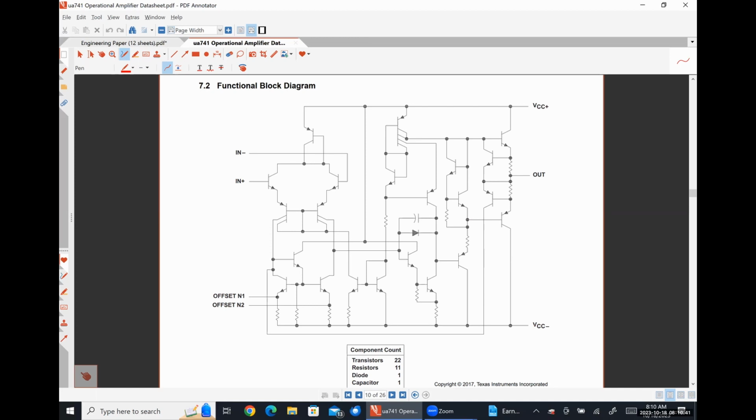One other thing that I want to point out: how many terminals does this device have? I count 7. In minus, in plus, offset N1, offset N2, VCC plus, VCC minus, and out. 7 terminals. Most packages don't come with 7 terminals. They come with 8. So one of these terminals will likely be dead, like it's literally just not connected to anything on your 8-pin chip.